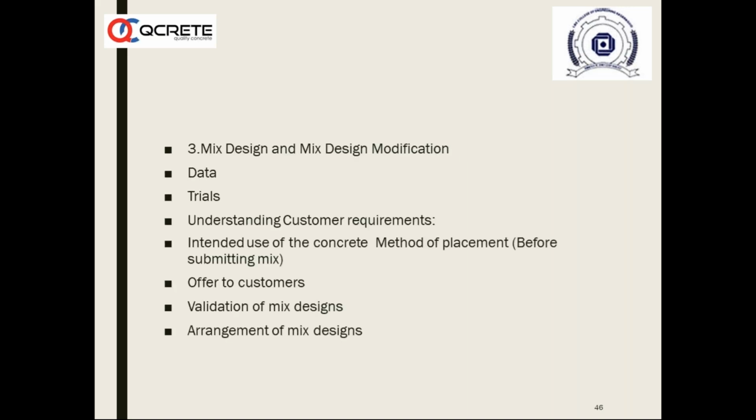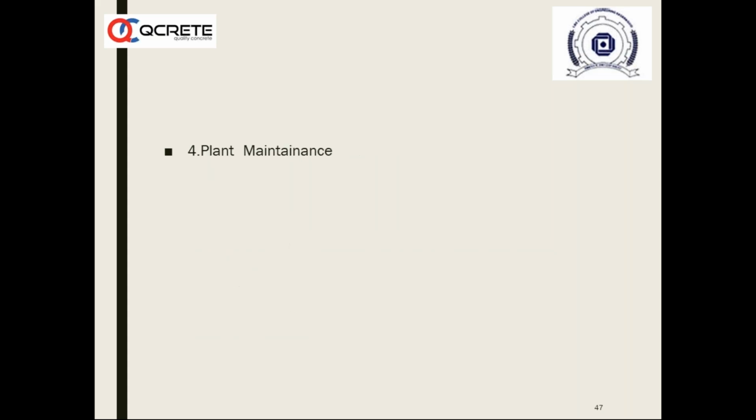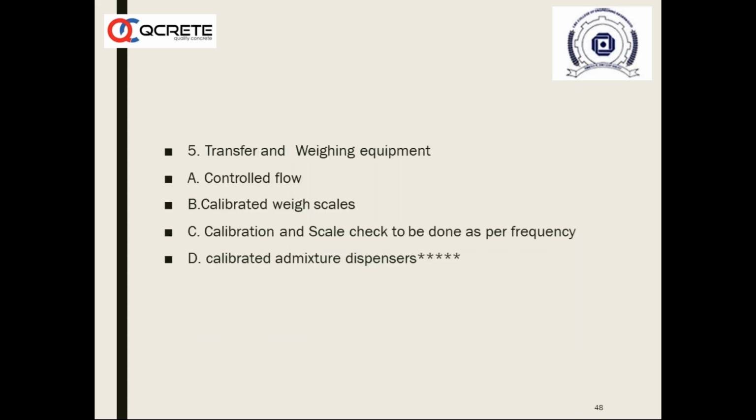Mix design is based on data, trials, understanding customer requirements, intended use of concrete, method of placement offered to customers, validation of mix design, and arrangement of mix design. All these things take place in the mix design section. Plant maintenance is very important: weighing equipment, control flow, calibrated weighing scale. Calibration is very, very important in a ready-mix plant. It ensures that, let us say you have the exact mix design fed into the batching plant computer, the same thing is going out. That is very important. That is how calibration helps.